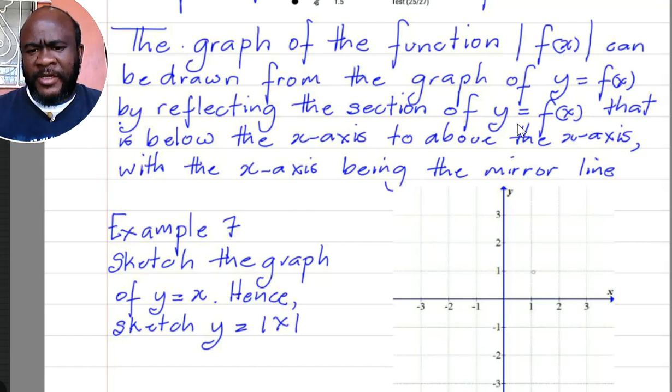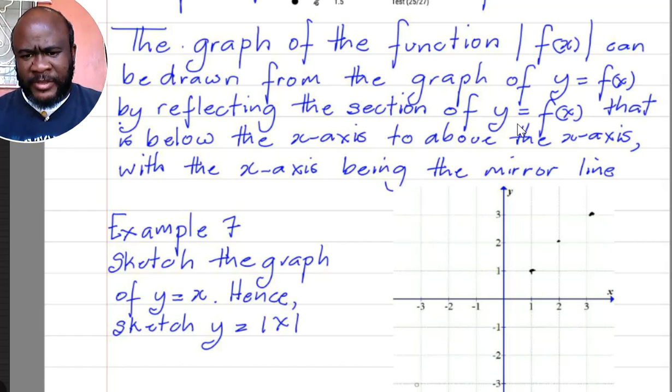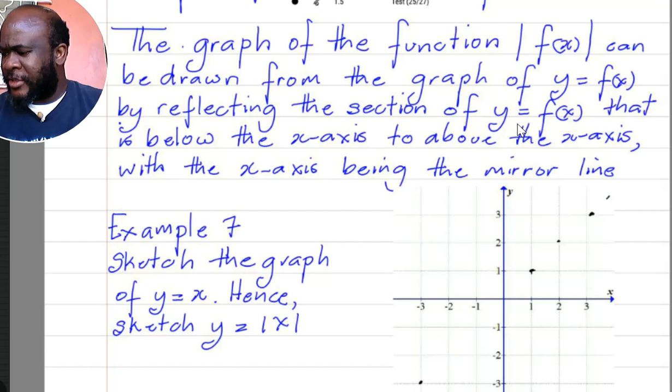So let's see, this point here is the point 1, 1. x and y have the same value. 2, 2, 3, 3, etc. The line y is equal to x passes through all points in the graph where x and y have the same value. It also passes through this point here, which is minus 3, minus 3. So let's draw a sketch.